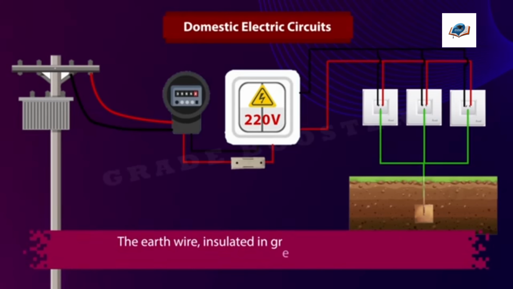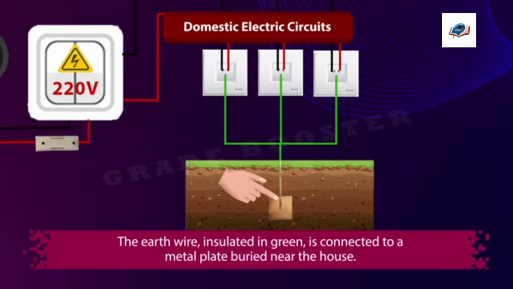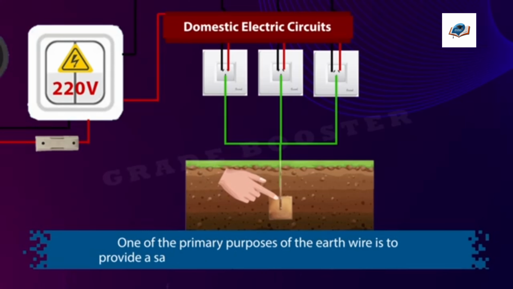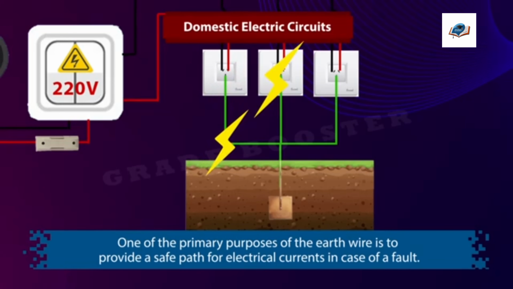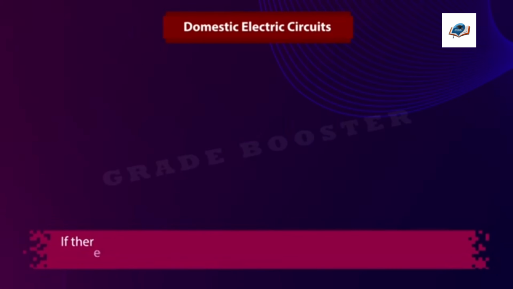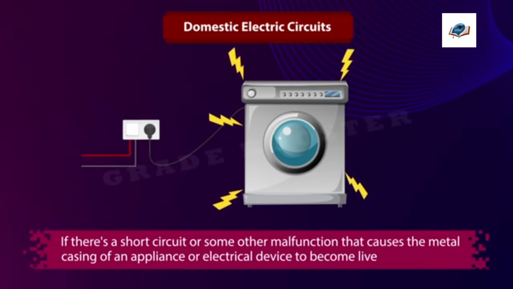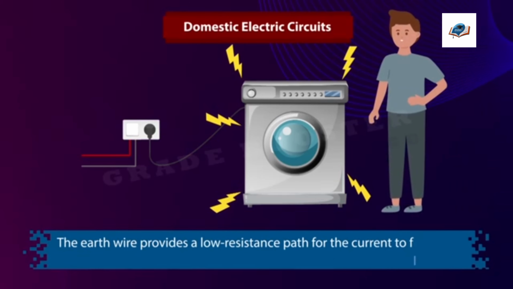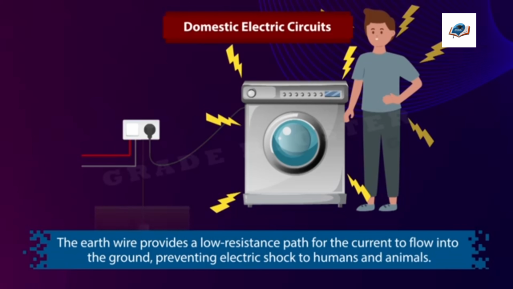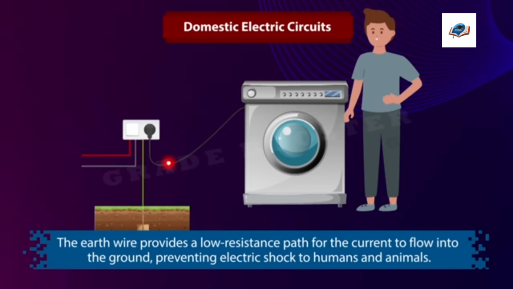The earth wire insulated in green is connected to a metal plate that is buried near the house. Do you know the purpose of this earth wire? One of the primary purposes of this earth wire is to provide a safe path for electrical currents in case of an overload or fault. If there is a short circuit or some other malfunction that causes the metal casing of an appliance or electrical device to become live with electricity, then the earth wire provides a low resistance path for the current to flow into the ground, and it prevents the electric shock to humans and animals.